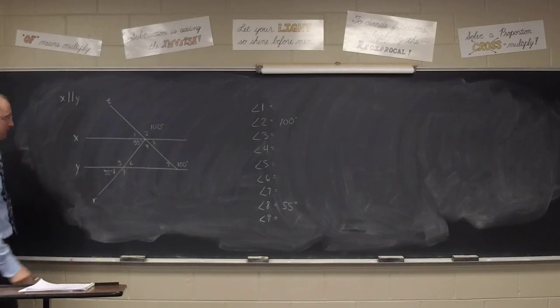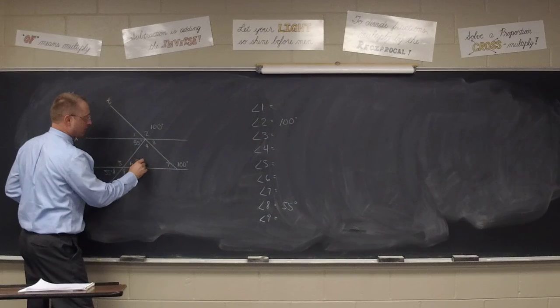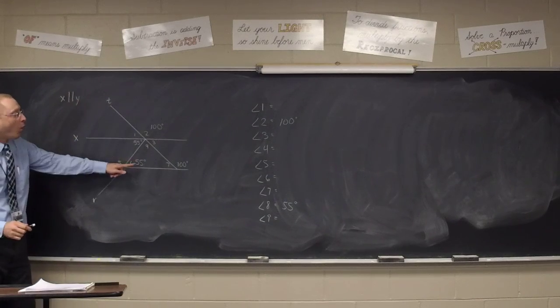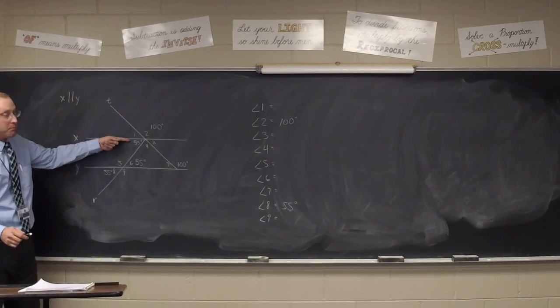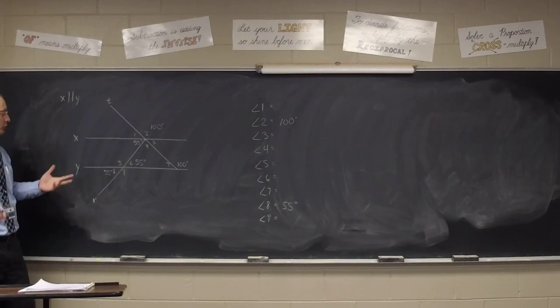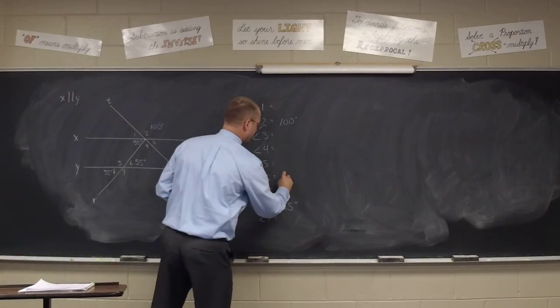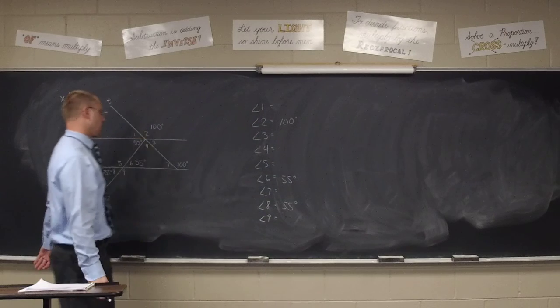How big is 6? 55. How do you know it's 55? It's vertical from 8. Okay, it's vertical from 8, or if you looked at the original 55, it would be alternate interior. Either way you want to look at it, doesn't matter. The point is we know angle 6 is 55 degrees.